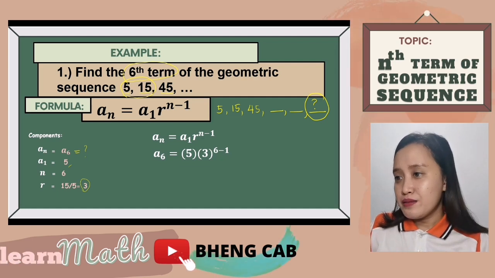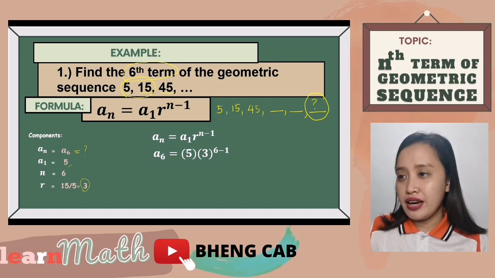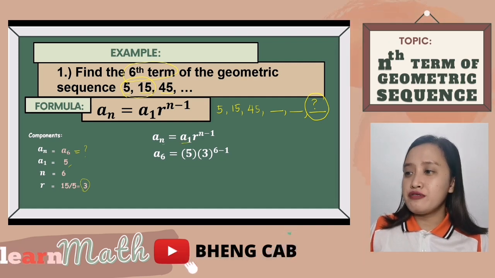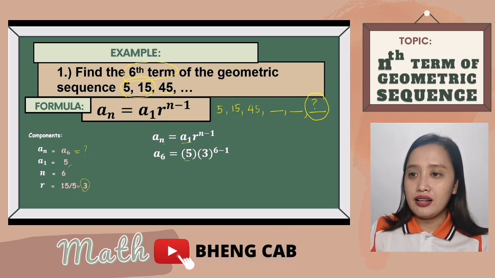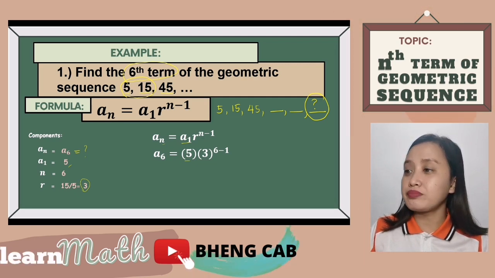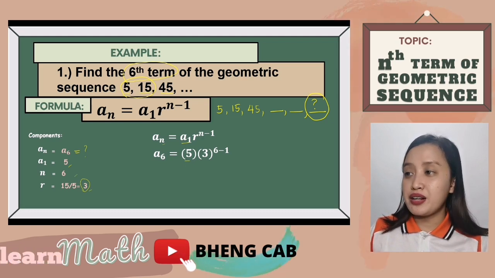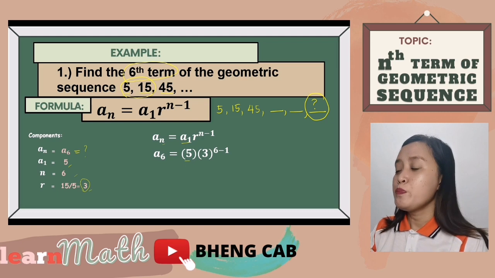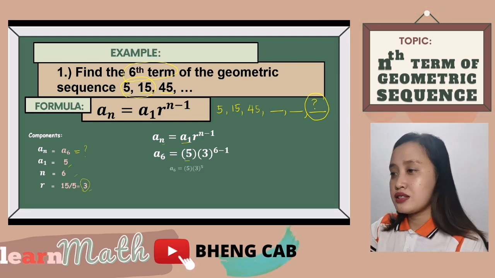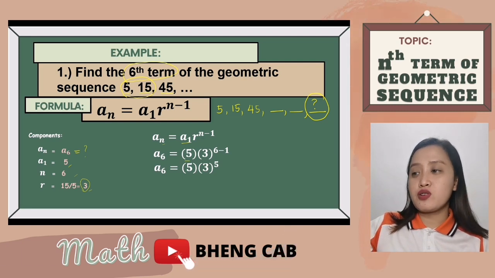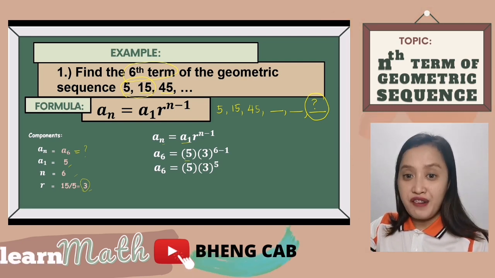Okay, so, yung a sub 6, since meron tayong value ng n na 6, so a sub 6 equals 5. Yung 5 nagmula dito lang, sa ating first term. Okay, ang ating r equals 3, nagmula lang dito sa ating component na r equals 3. And our n is just here. 6 minus 1. Okay? So, the next here, to simplify it, we can have a sub 6 equals 5 times quantity 3 raised to 5.